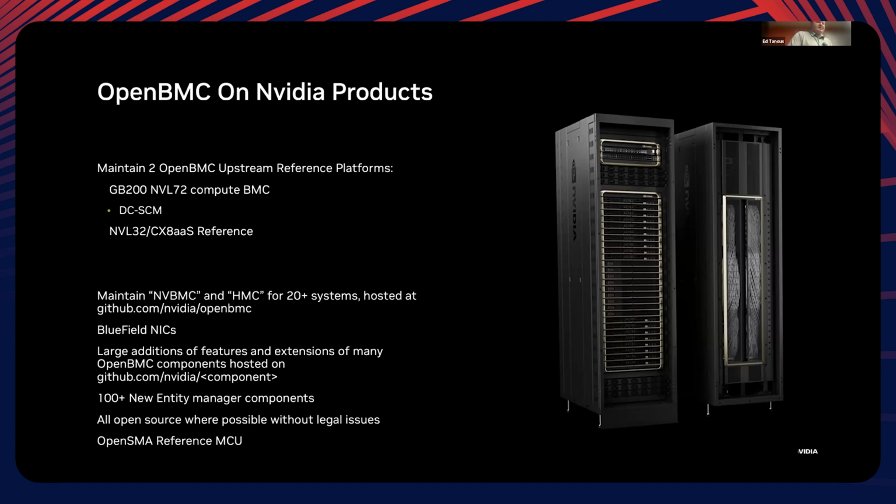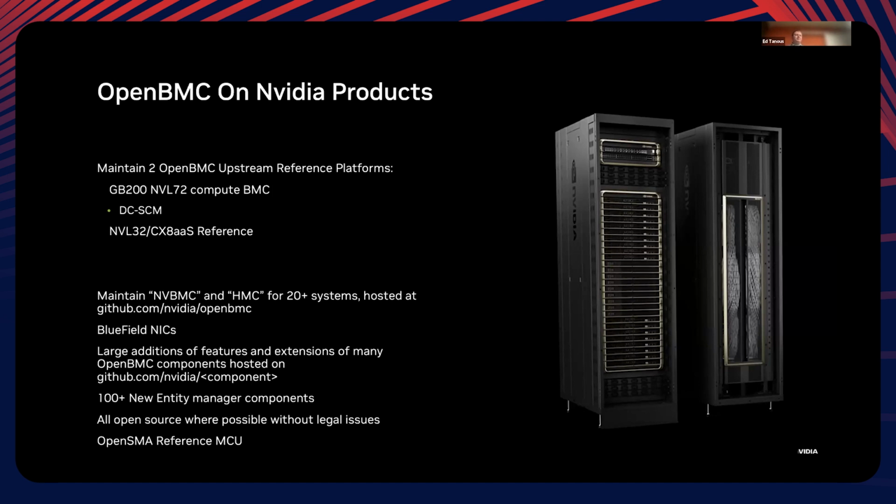Some of them are based on DCSCM. We maintain two different platforms in upstream. We maintain this one that's here as a reference, and we maintain a NVLink 32 slash CX8 as a switch reference in upstream. We use those primarily for contributing upstream so that we can go test our changes against real upstream platforms, run QEMU, run it on a real platform, etc.